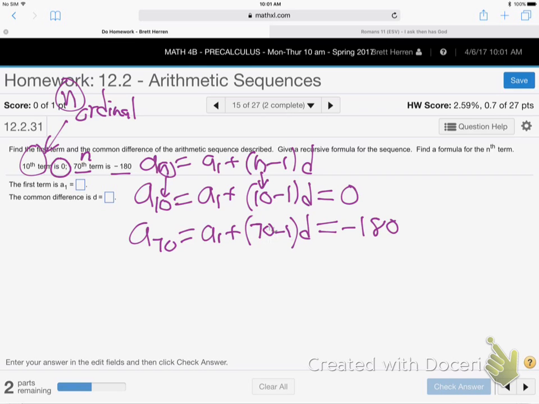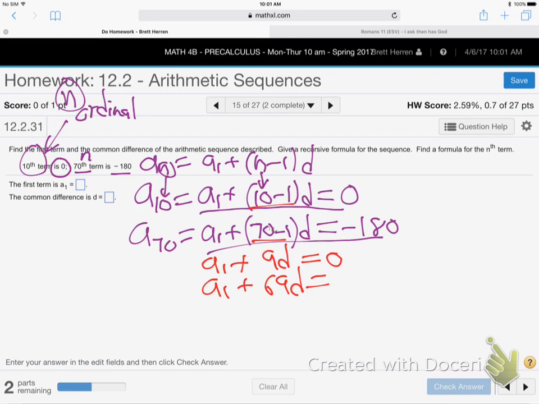So now, notice we have two equations that have two letters. Let me clean them up. a1 plus (10 minus 1) is 9d equals 0, and a1 plus (70 minus 1), what's that, 69d is negative 180. See, it's real easy to see there. Two equations, two letters, both having a sub 1 and d.